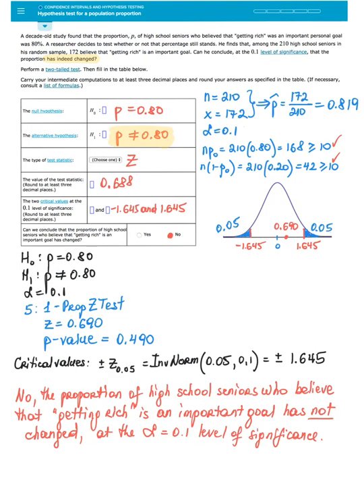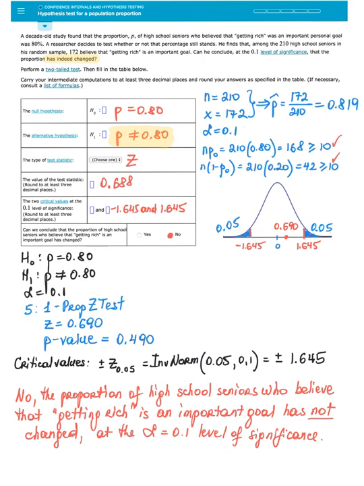We will look at another example, this time the two-tailed test. A decade-old study found the proportion P of high school seniors who believed that getting rich was an important personal goal was 80%. A researcher decides to test whether or not that percentage still stands. He finds that among 210 high school seniors in his random sample, 172 believe that getting rich is an important goal. Can he conclude at the 0.1 level of significance that the proportion has indeed changed?